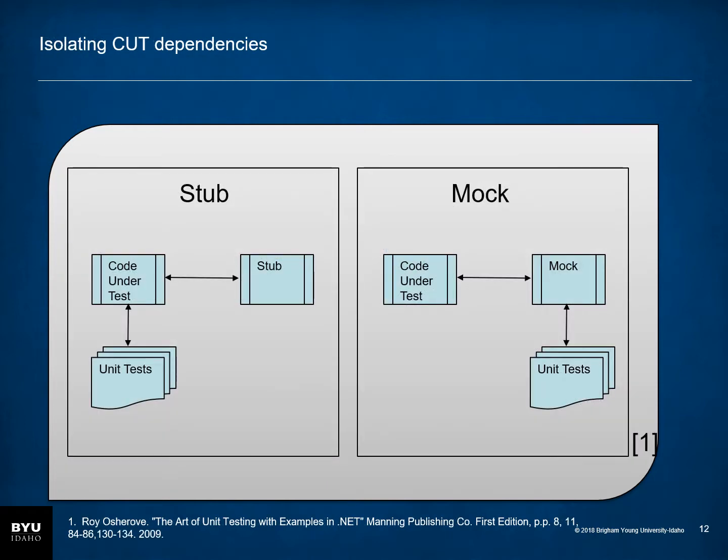As you see, with stubs, the unit test still directly invokes the CUT, and dependencies are stubbed out. However, with mocks, the unit test interacts directly with the mock, not the CUT.